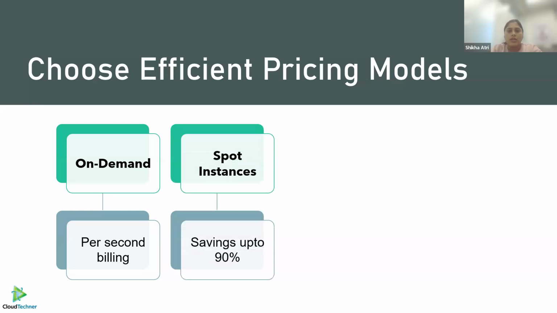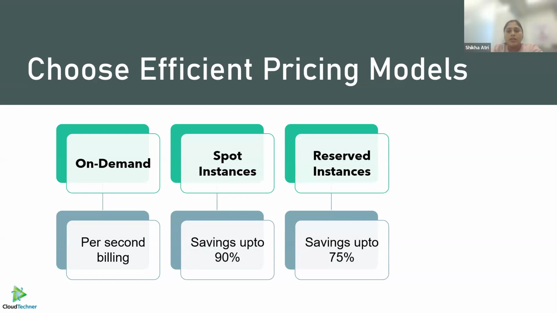Second one is spot instances. Spot instances are a great way to save costs, offering discounts up to 90%. These are ideal for non-critical or interruptible workloads such as batch processing, big data analytics, or testing environments. Third one is reserved instances. Reserved instances allow you to commit to 1 or 3 year terms, providing discounts up to 75%. This is perfect for workloads that are predictable and steady, such as production databases or always on application servers.